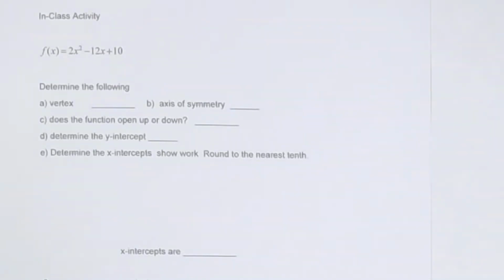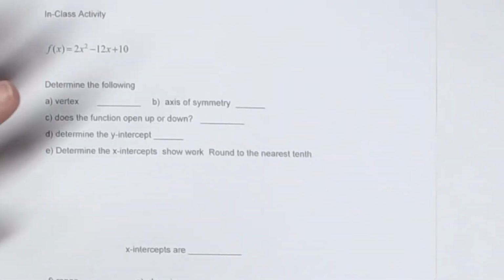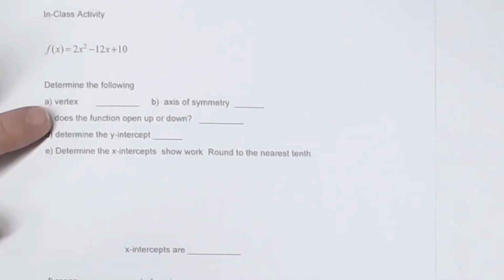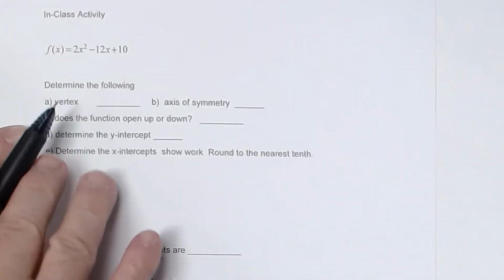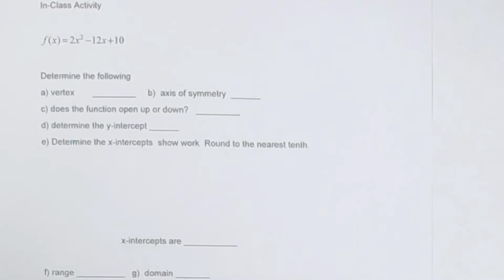All right, so this is a key to the in-class activity that you were supposed to have worked on during the last class period. You want to graph this quadratic function, and to do that, we're going to first determine the vertex. I wrote out in steps what you're going to do.